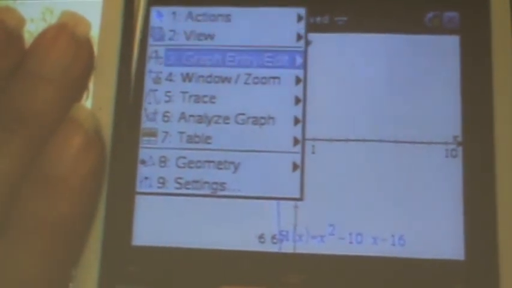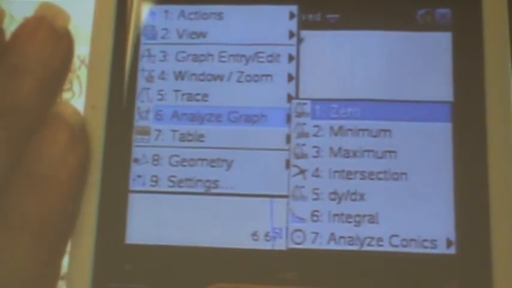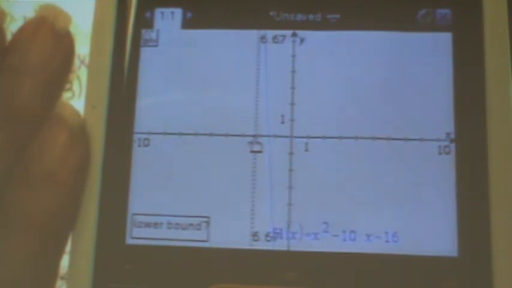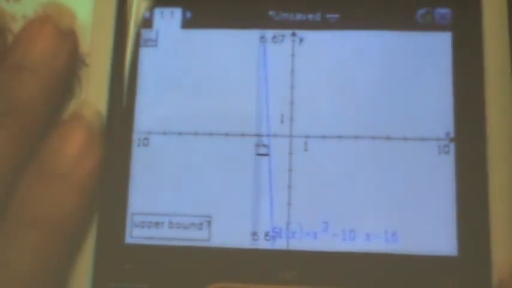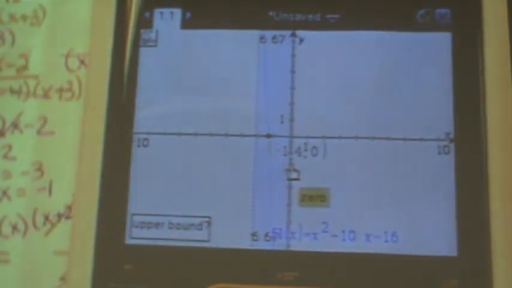We're gonna analyze graph, and we want to find the zero. You want to get your cursor over here, click on it, and highlight it until, there you go, there's your zero. Do you see it? -1.4. And then you do the same thing for the other ones.